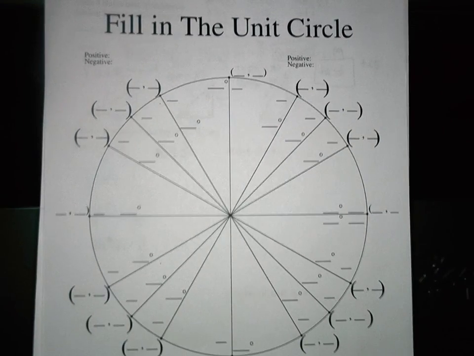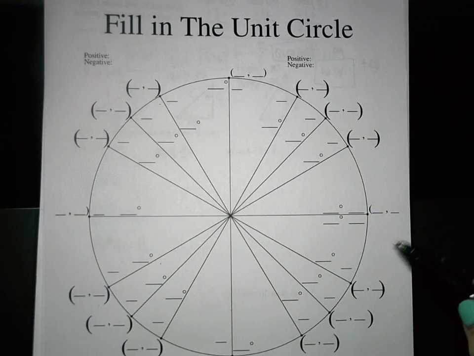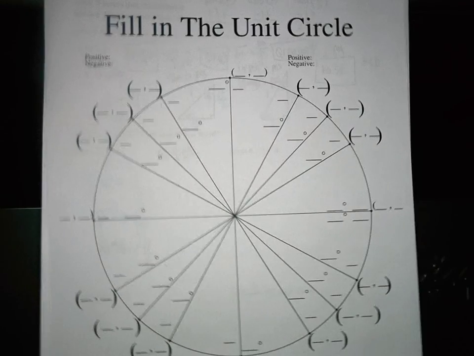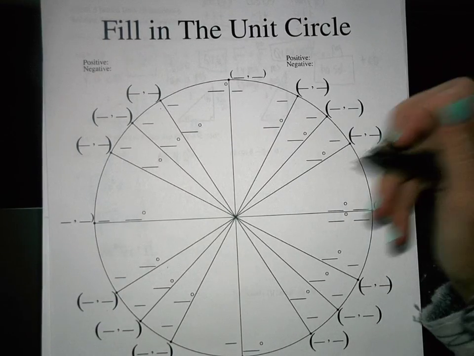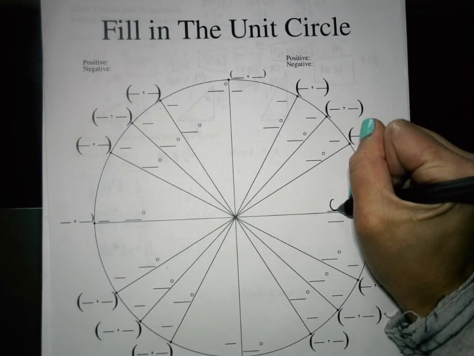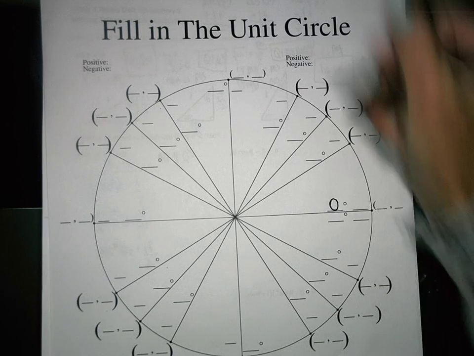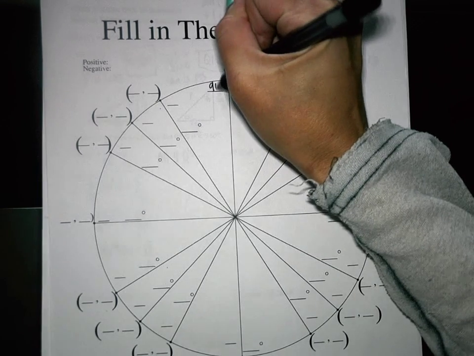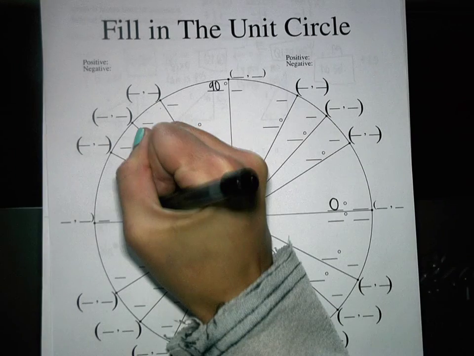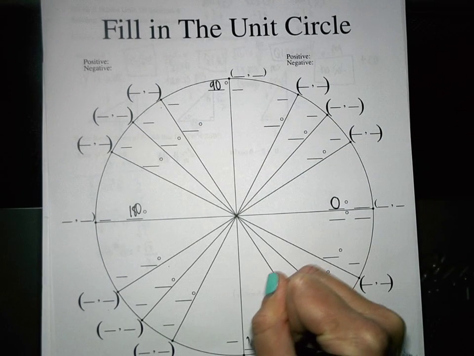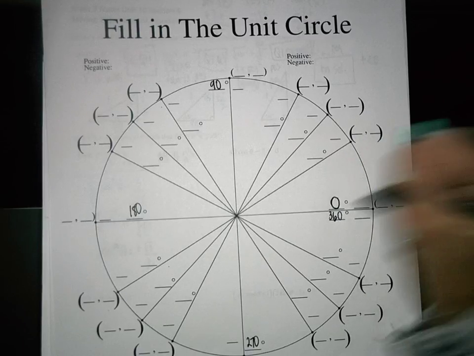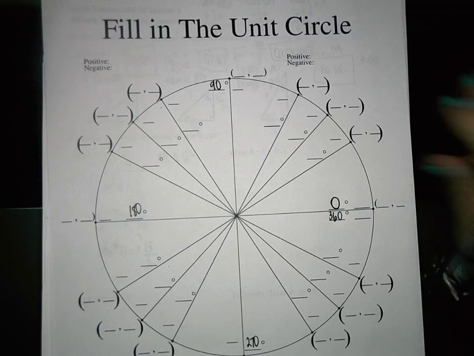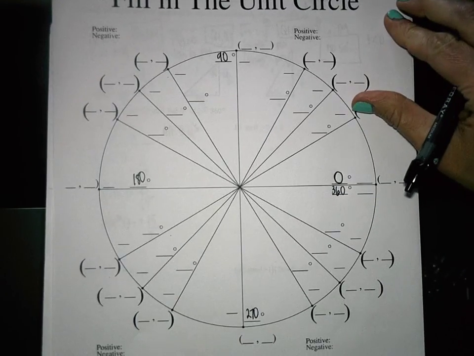So all we're going to fill in today are the degrees. On this unit circle, the first one I would fill in here is 0. We know that's 0. Up here, we know this is 90. Over here is 180. Down here is 270. And when you come back up here, this is also 360 degrees. So hopefully that part is pretty easy.